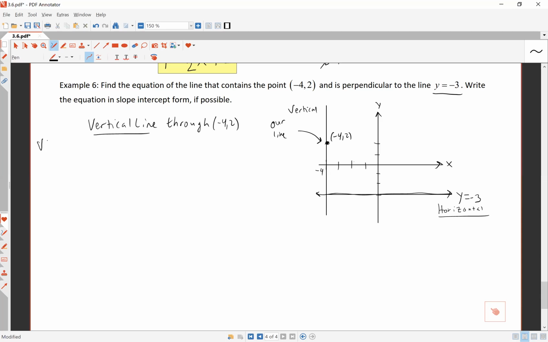So again, I appeal to the mnemonic device VOOCS, which says vertical lines, their slopes are undefined, but more importantly, their equations are always x equals a number. And if you go to this line that we're trying to find and look at any point on that line, you will see that x must be negative 4. So we have found the equation of the vertical line through negative 4, 2. This vertical line is perpendicular to the line y equal negative 3 and passes through the point negative 4, 2.